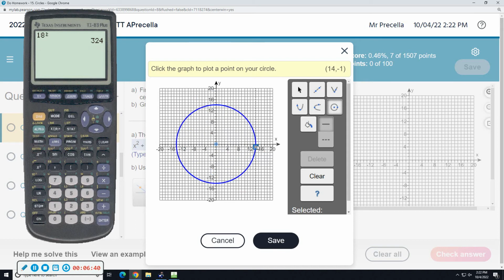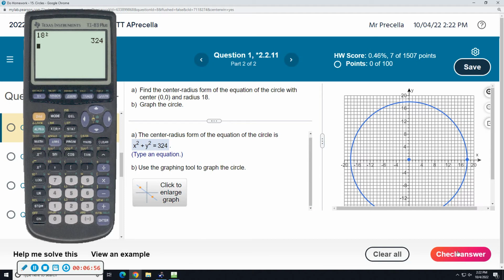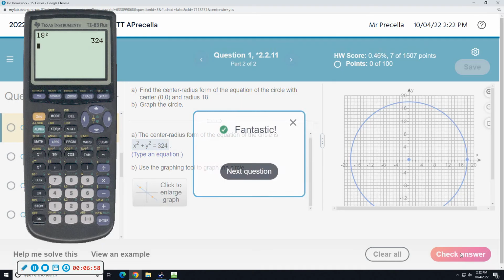So let me see. Have I moved over 18 units? Yes. It's going to the right, but it's also moving it up, down. No. So I'll click there, say save it, and then I can check my answer. Okay? Any questions there?